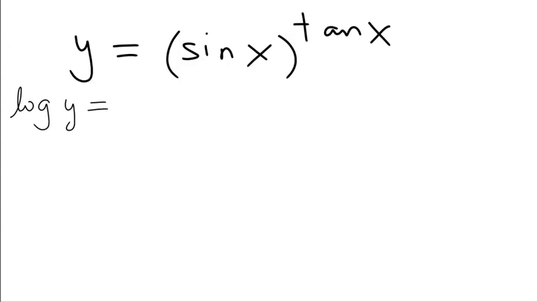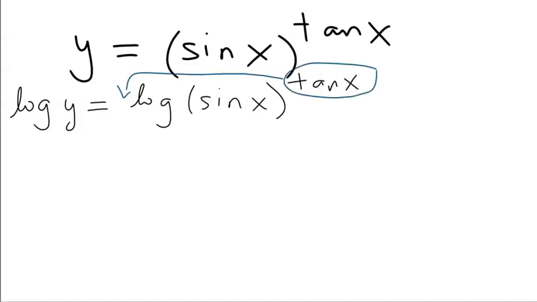So log y equals log of sine x to the power tangent x. Now we know from logarithms that you can take the power tangent x and bring it in front of that log function. So we have tangent x times log sine x. Now we can take the derivative of both sides with respect to x.